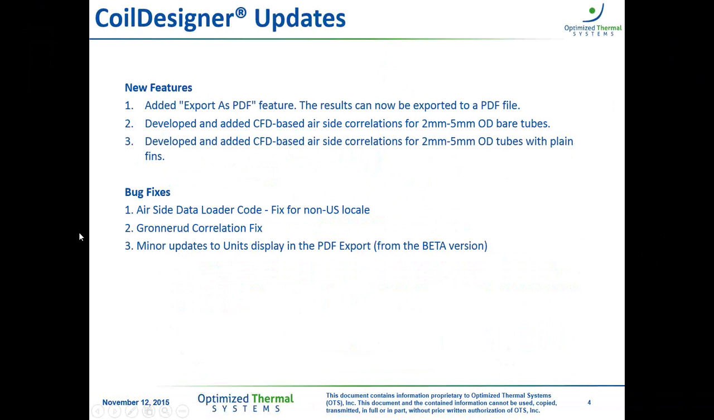There are also a couple of bug fixes you may or may not have noticed in your use of the software. The first one was with loading airside information into CoilDesigner. If you're a non-US customer and you use commas rather than periods to denote a decimal, there was some issue with loading in that information. That's corrected now. There was an error discovered in the Grönerud correlation, and that was updated. And then there are, as I mentioned, these minor updates to the PDF export that have to do with the units that are being displayed. So that's all now corrected.